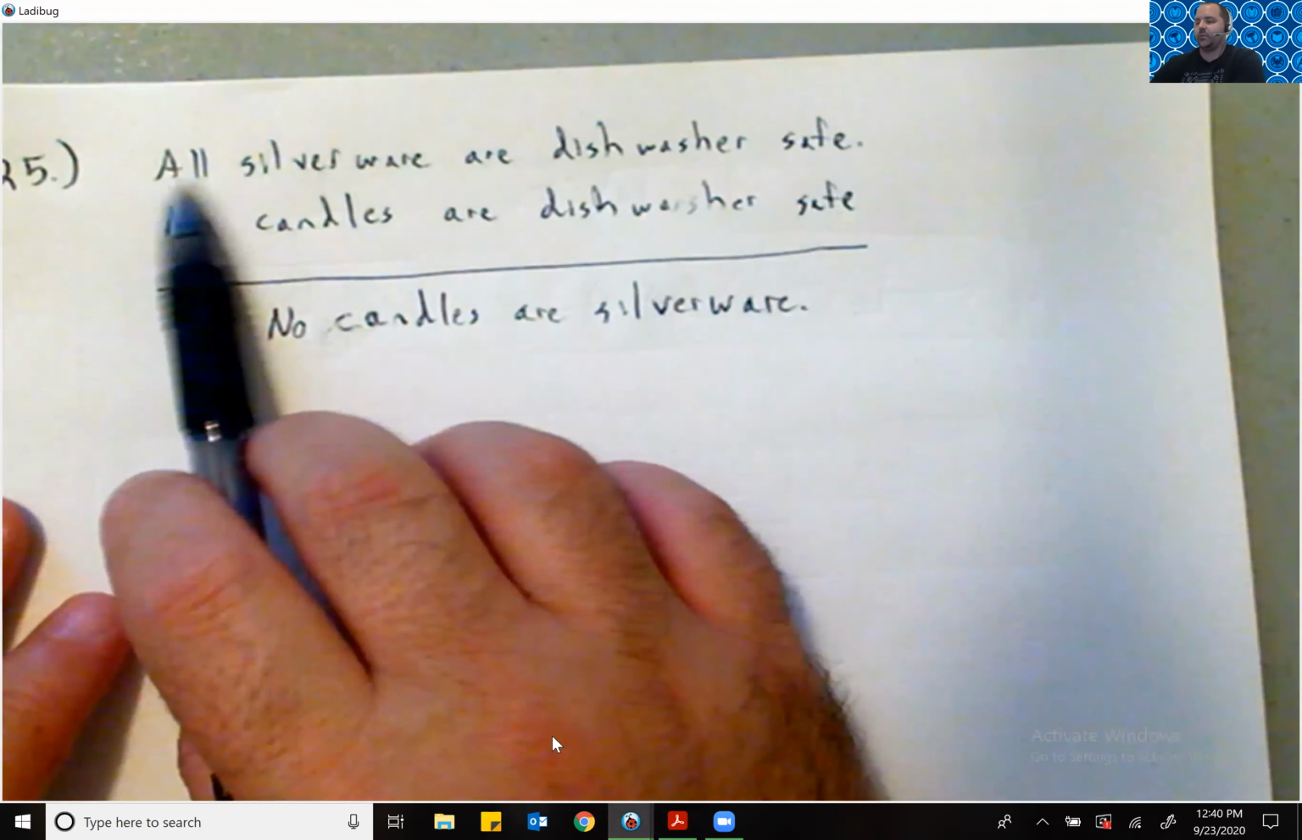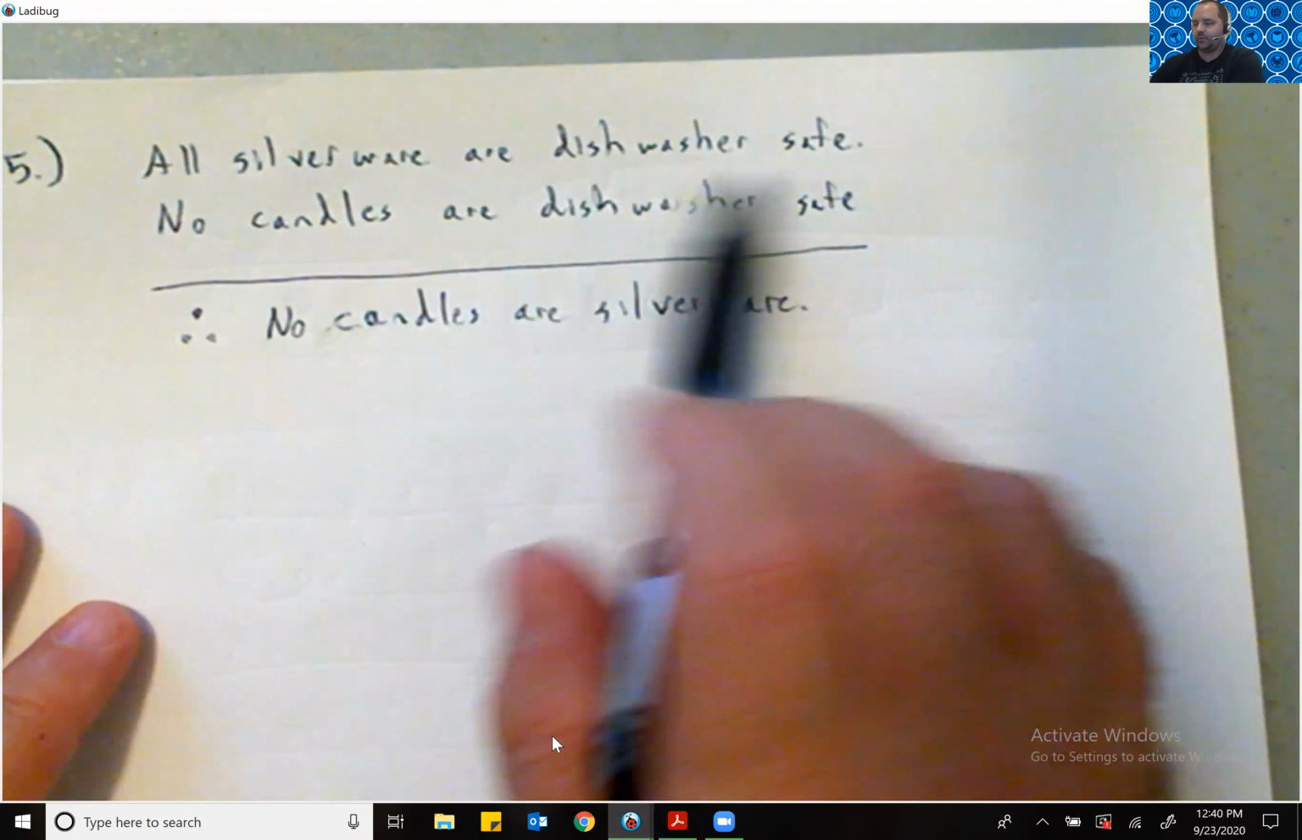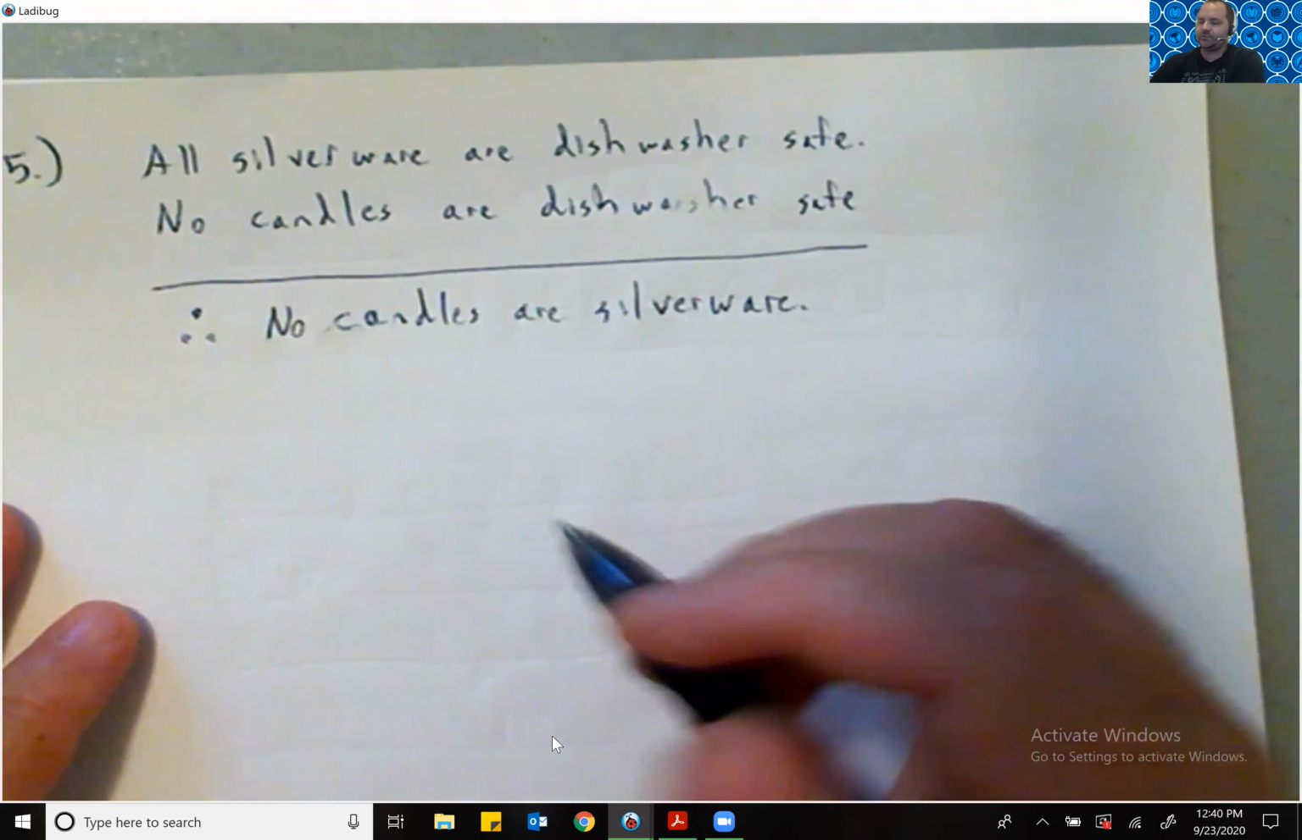So it says all silverware are dishwasher safe. That's going to be two circles, and because it's all, that means one circle will be inside the other. I'm going to call this middle circle S for silverware, and I'm going to call my big circle around it dishwasher safe, so DS. This makes sense because all my silverware are dishwasher safe. They're inside my dishwasher circle. Can't exist anywhere else.